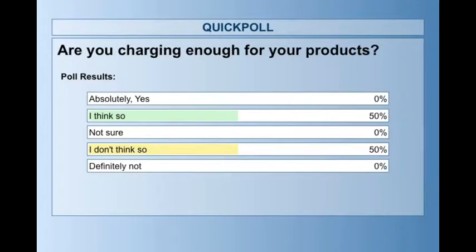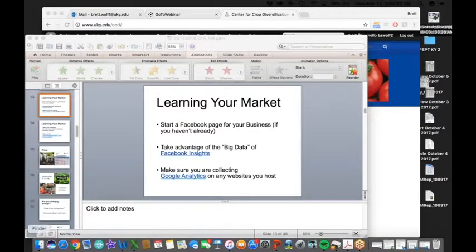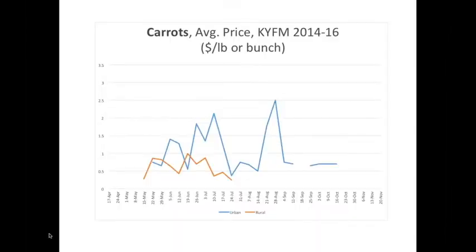So does everybody see that result, James? It looks like people are on the fence. Some of them feel like, yes, I think we're charging the right amount. And some people think that they're not. But nobody's really sure, but nobody's completely lost either, which is probably a good place to be.